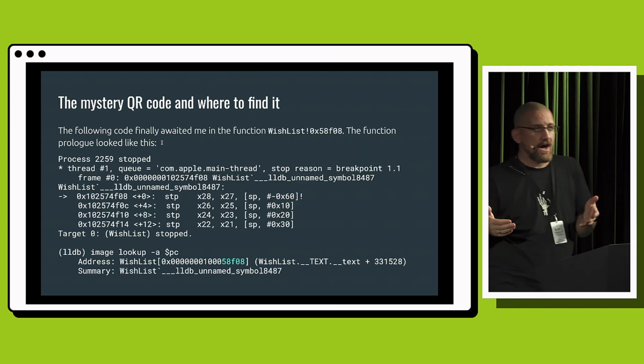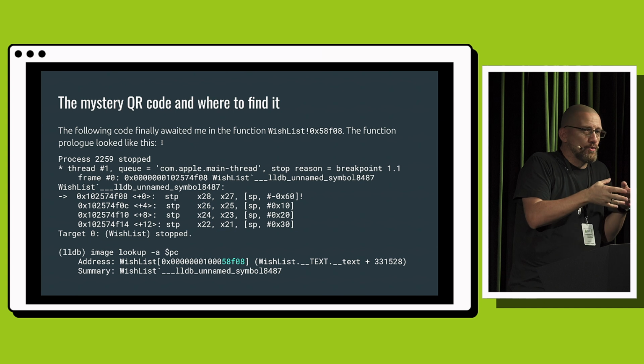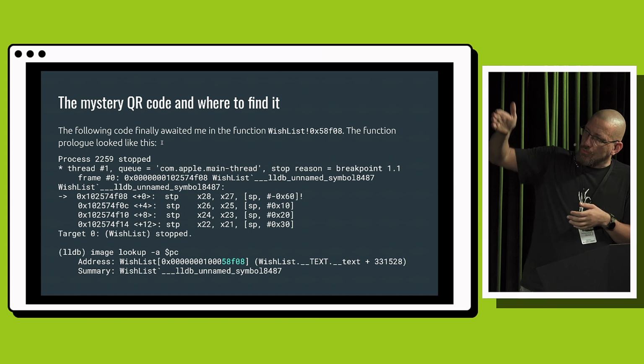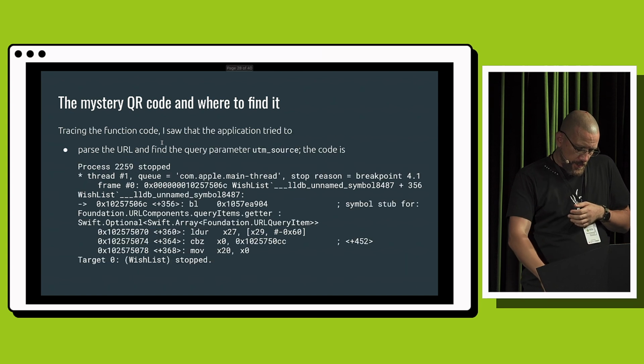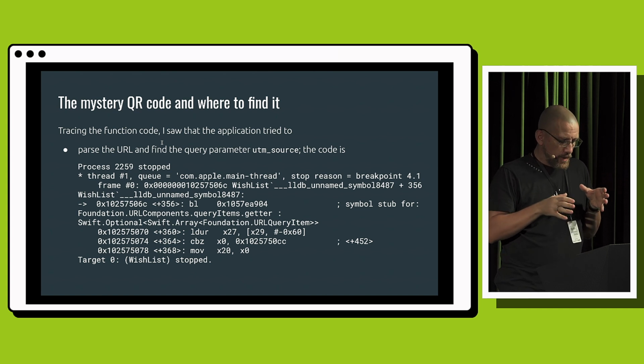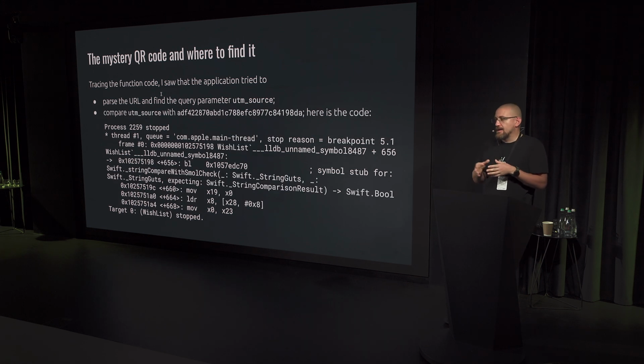So finally, after 4 hours of tracing code and trying to understand what the code is doing with the URL, I found this. I saw that the application tried to parse the URL and find the query parameter UTM source. There is the code. And then the code reads the value of the UTM source parameter and compares it with, sorry, I can't read it, just take a look, okay?